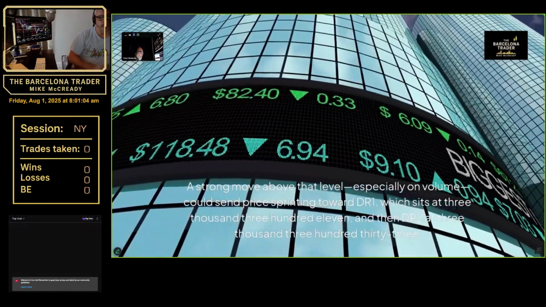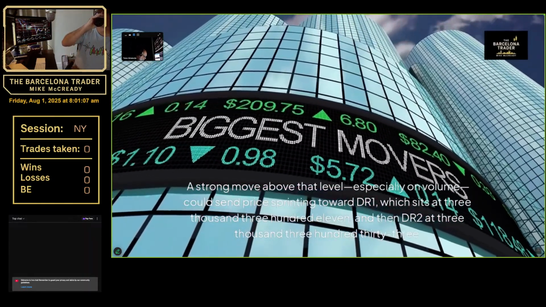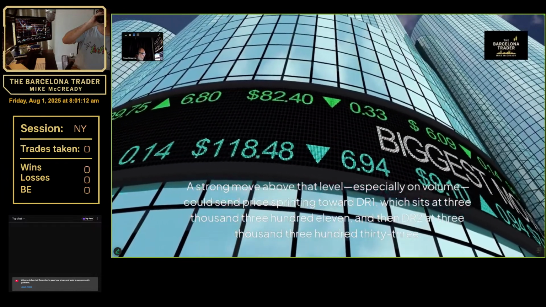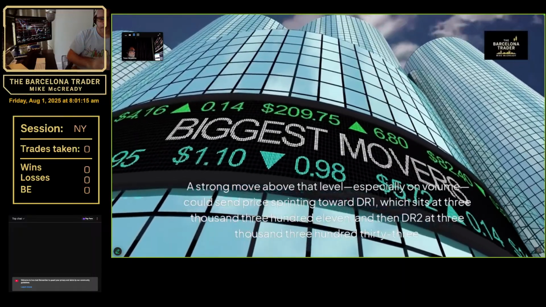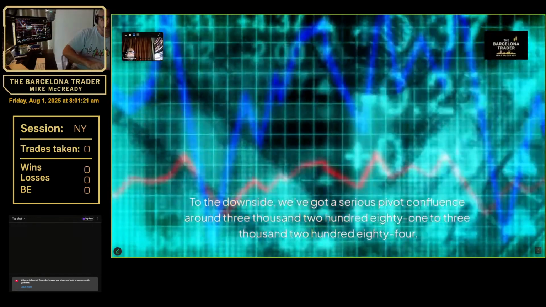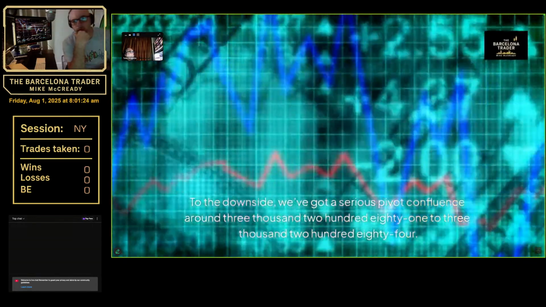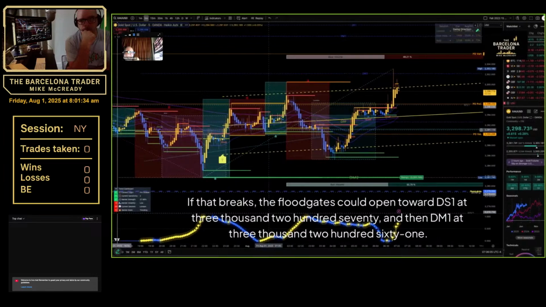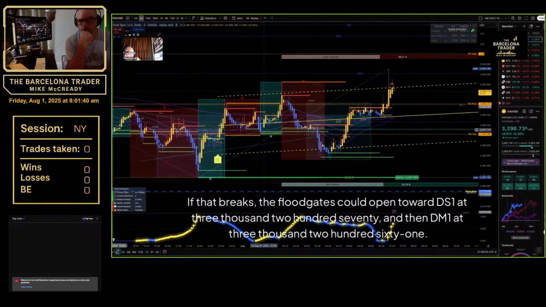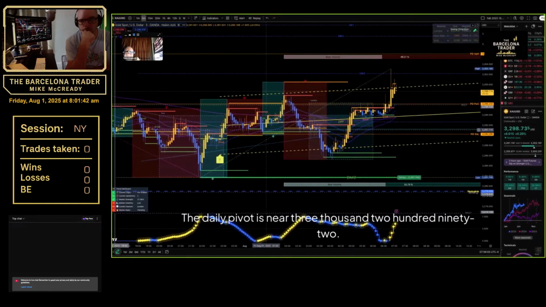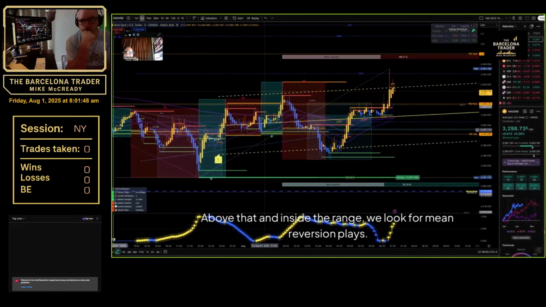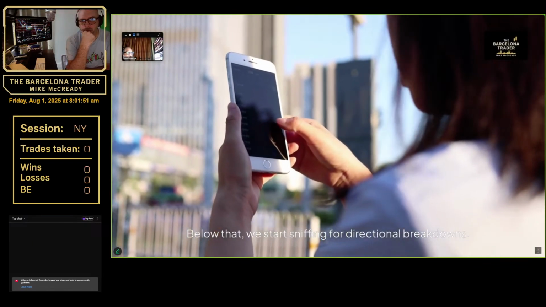A strong move above that level, especially on volume, could send price sprinting toward DR1, which sits at 3,311, and then DR2 at 3,333. To the downside, we've got a serious pivot confluence around 3,281, toward DS1 at 3,270, and then DM1 at 3,261. The daily pivot is near 3,292. Above that and inside the range, we look for mean reversion plays. Below that, we start sniffing for directional breakdowns.